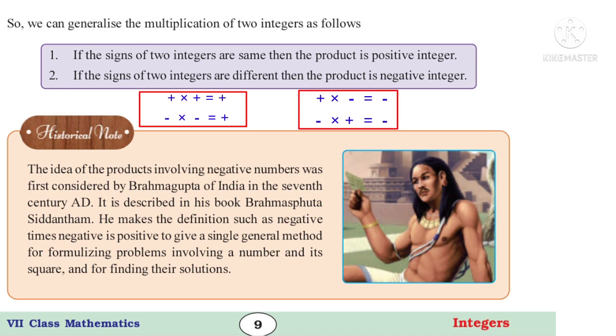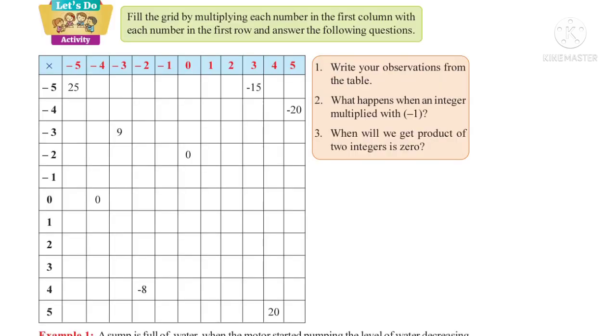Historical note. Here see the picture of the famous Indian mathematician Brahmagupta. He found that negative times negative is positive. That means minus into minus is plus.